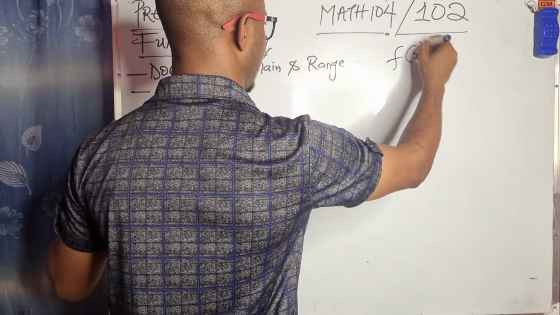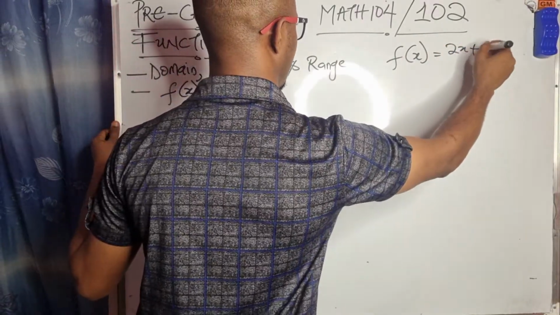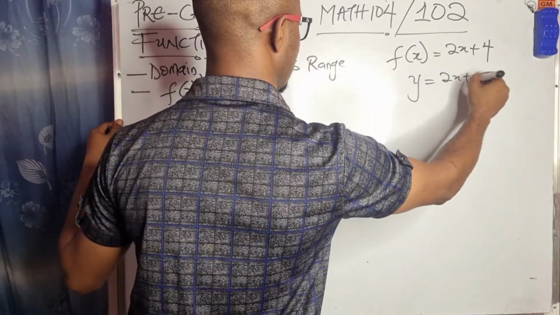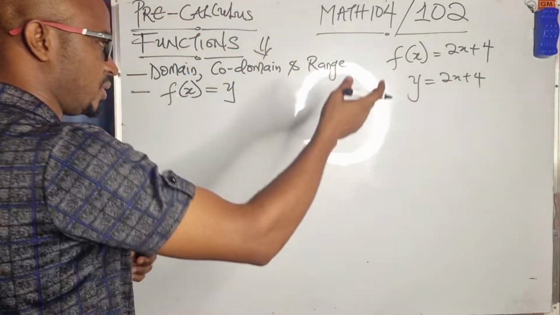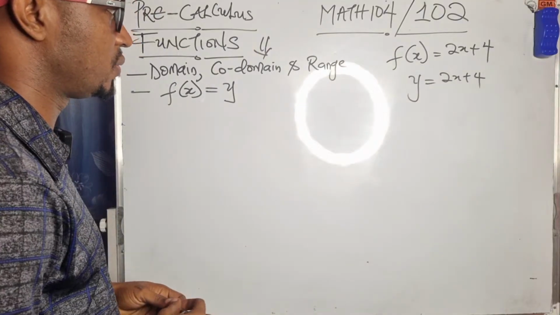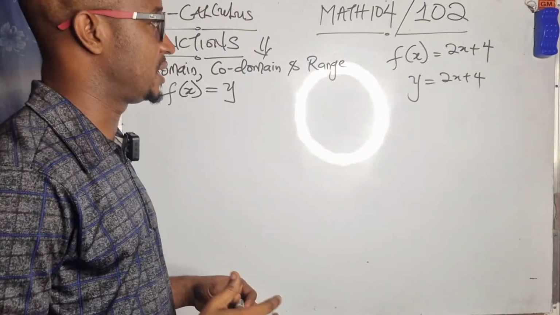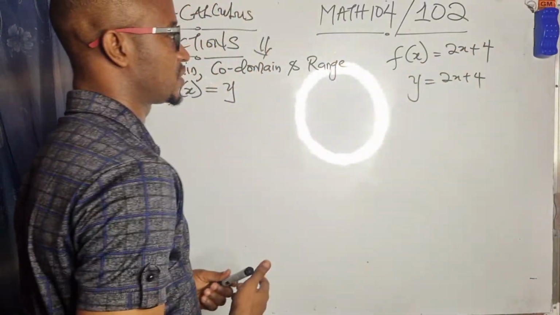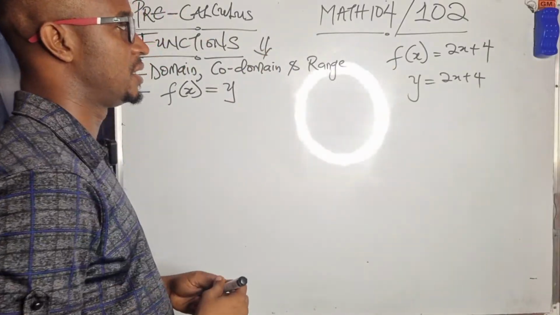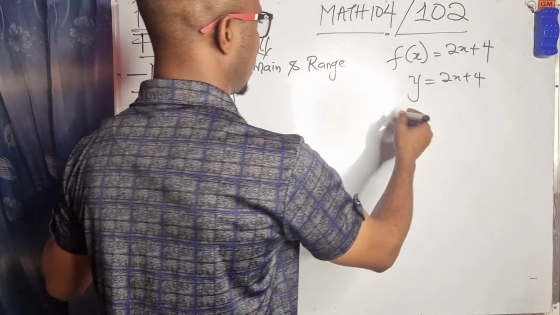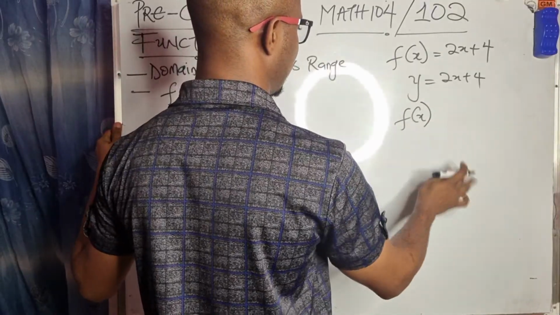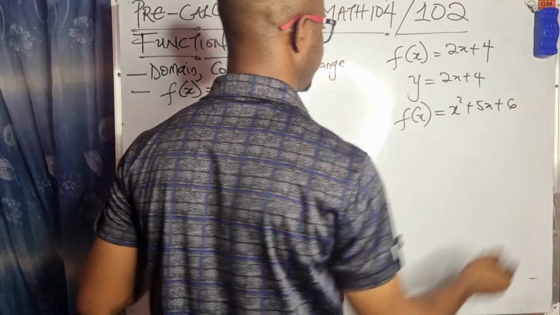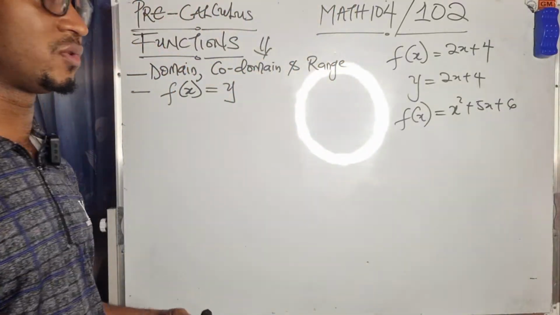A good example: if I have f of x equals 2x plus 4, this simply means y equals 2x plus 4. This is a polynomial function with a degree of 1, since the highest power is 1, so we call it a linear function. We can also have a function of the quadratic form, for example x squared plus 5x plus 6. This is also a polynomial function.